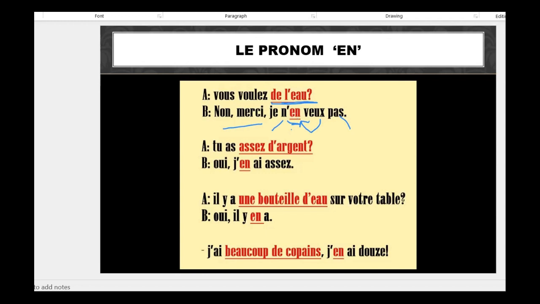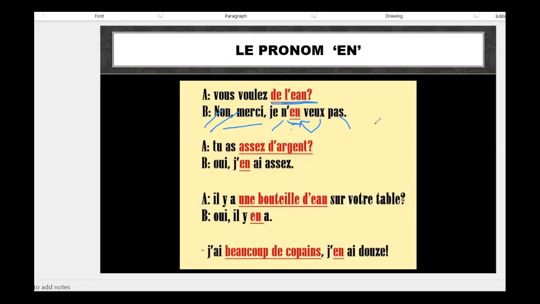Now here we will not say some of it, obviously, it is already a negation and it is quantity. I do not want it. Non merci, je n'en veux pas. Okay, if we do not say no, we want to say it in the affirmative form, what will be the answer? Oui, s'il vous plaît.